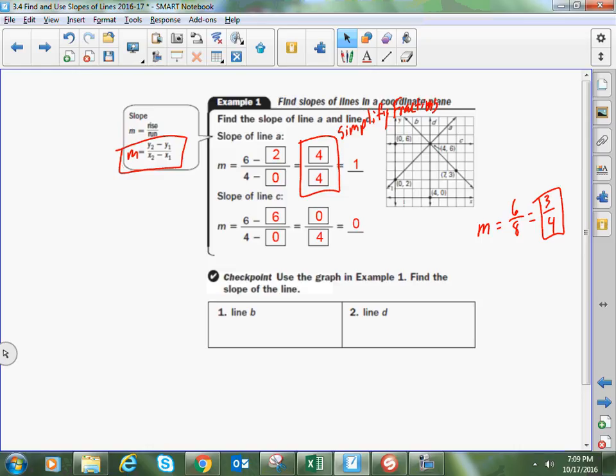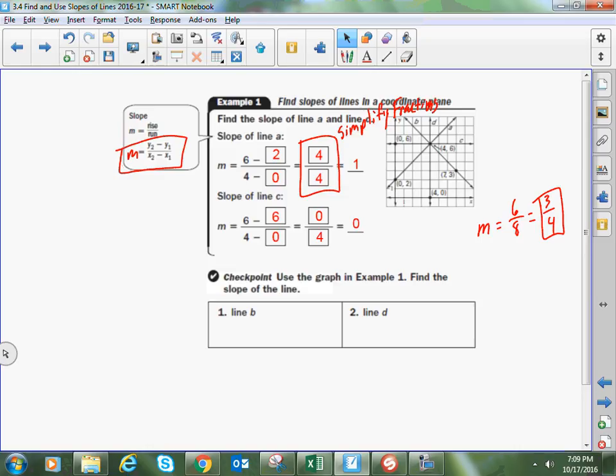So having a 0 in the numerator is okay. That means we have a 0 slope, okay? And we just say the slope of the line is 0. So here, what you're seeing at the bottom, at the checkpoint, line B and line D, go ahead and use the slope formula.